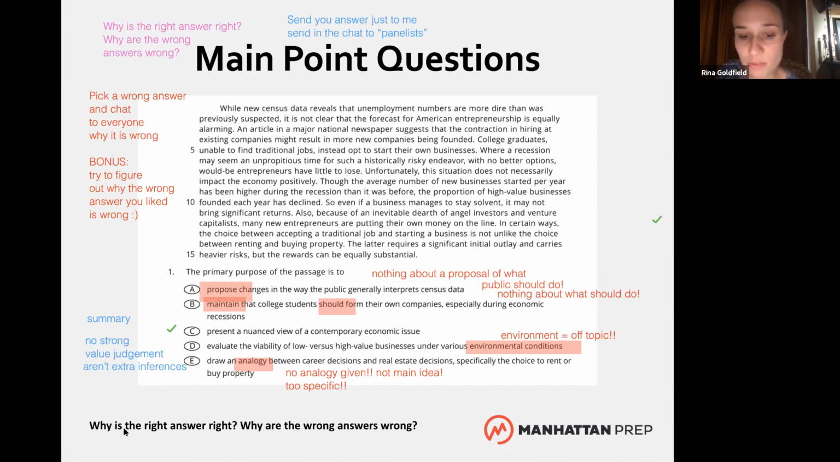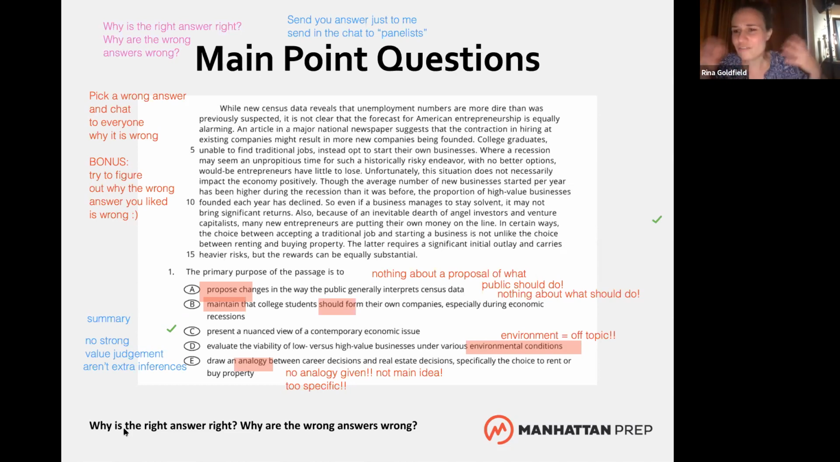Great. So I've put some of your great comments here, right? So A, the passage isn't arguing, it's not proposing what the public should do. It's not giving a new suggestion. B, again, it's not saying what college students should do or should not do. D, right? This was a tempting wrong answer because, hey, we had this stuff about high and low value businesses, but environmental conditions are off topic.